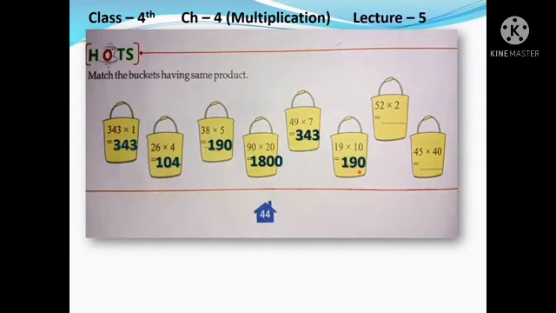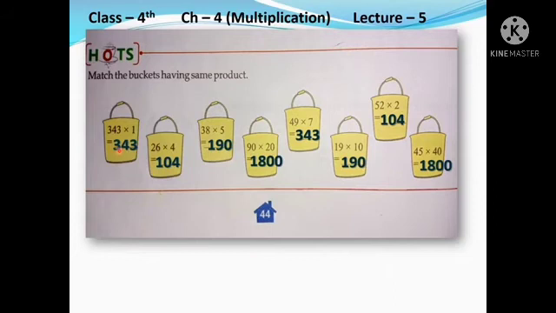190. So write here 190. Now multiply 52 by 2. Answer is 104. Now multiply 45 by 40. Answer is 1800. Now see, match the buckets having same product.